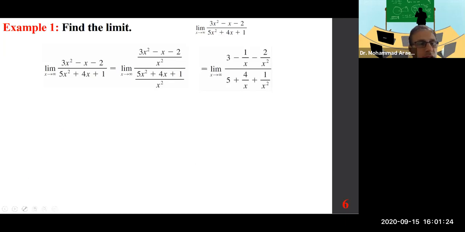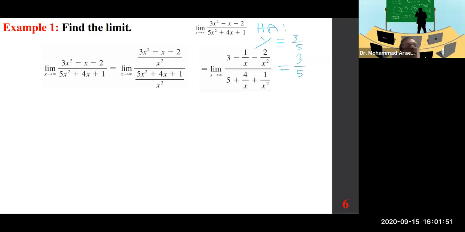As far as I'm concerned, class, right here everything goes to 0 with the exception of 3 and 5. So right here you can say the horizontal asymptote is the equation y equals 3, and that's fine with me.